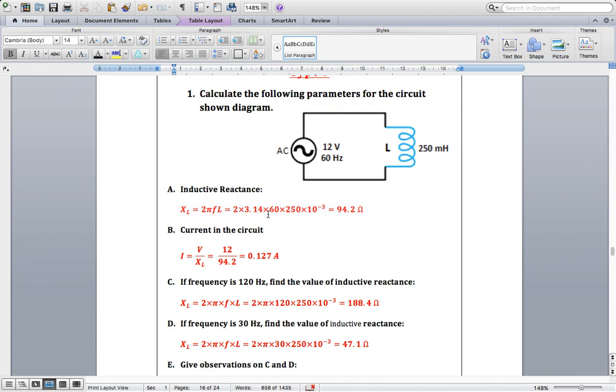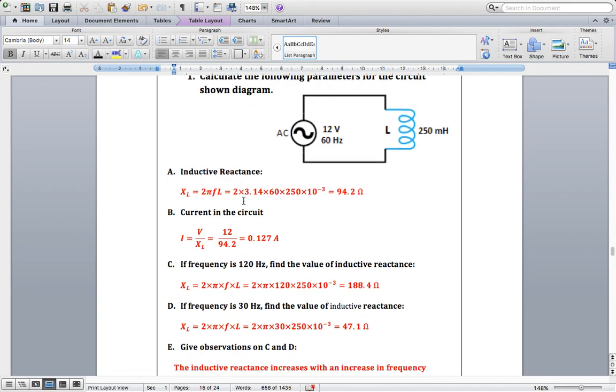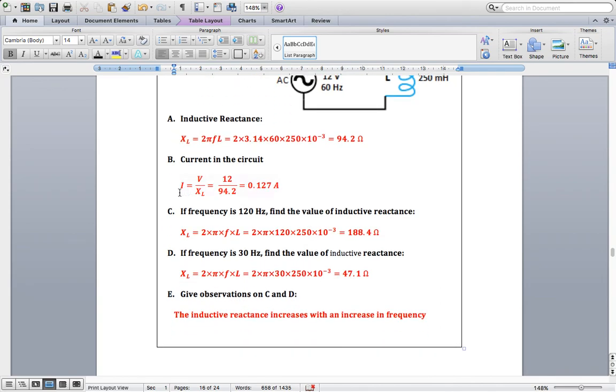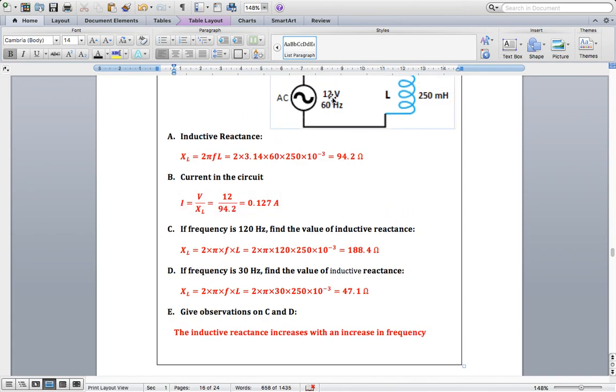2 pi is 3.14. Maybe it will be given in the question, or you have to study it. Pi is 3.14. F is given, 60. Okay, I substituted. L is given, 250 milli, so 250 into 10 raised to minus 3. Multiply and put the unit ohms, because inductive reactance is actually a resistance. Now current, using Ohm's law, I equals V by XL. V is given as 12, so I put 12. XL, I got 94.2 ohms, so I put it here. I will find the answer with the unit A, ampere.